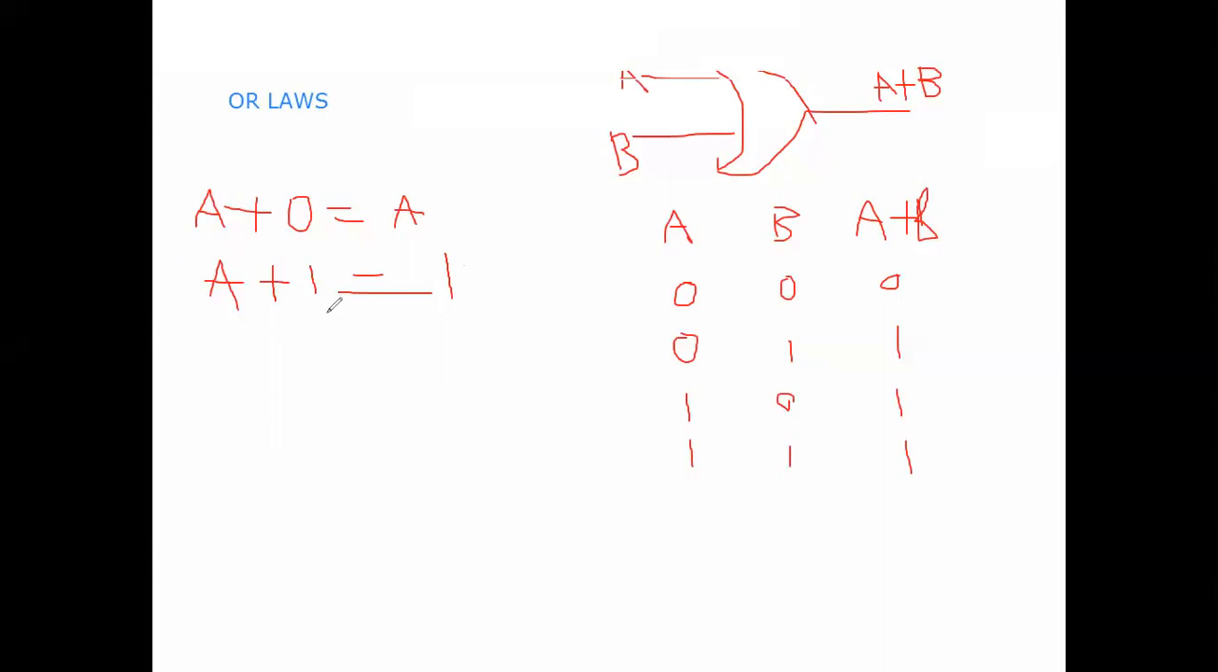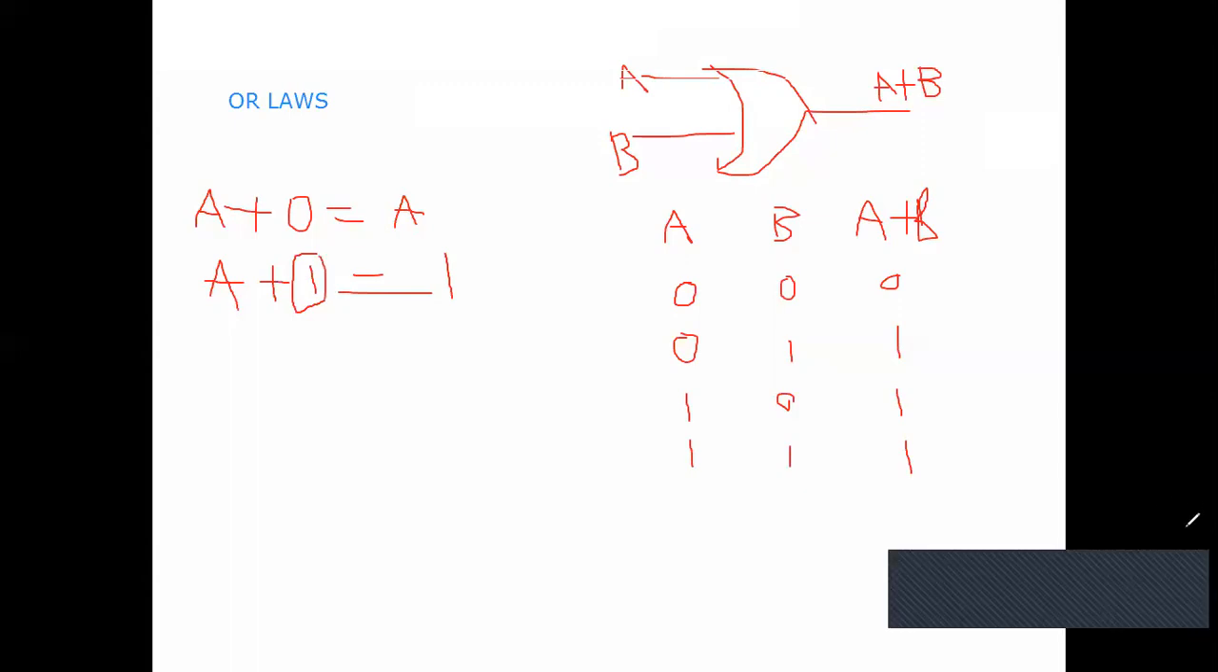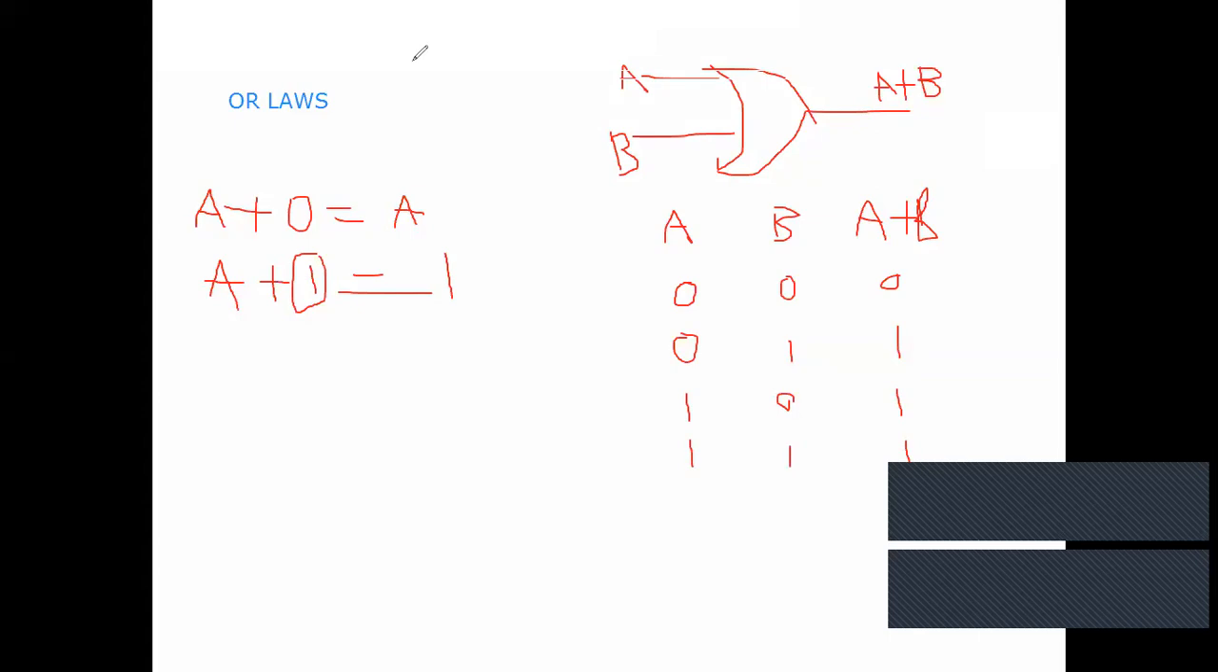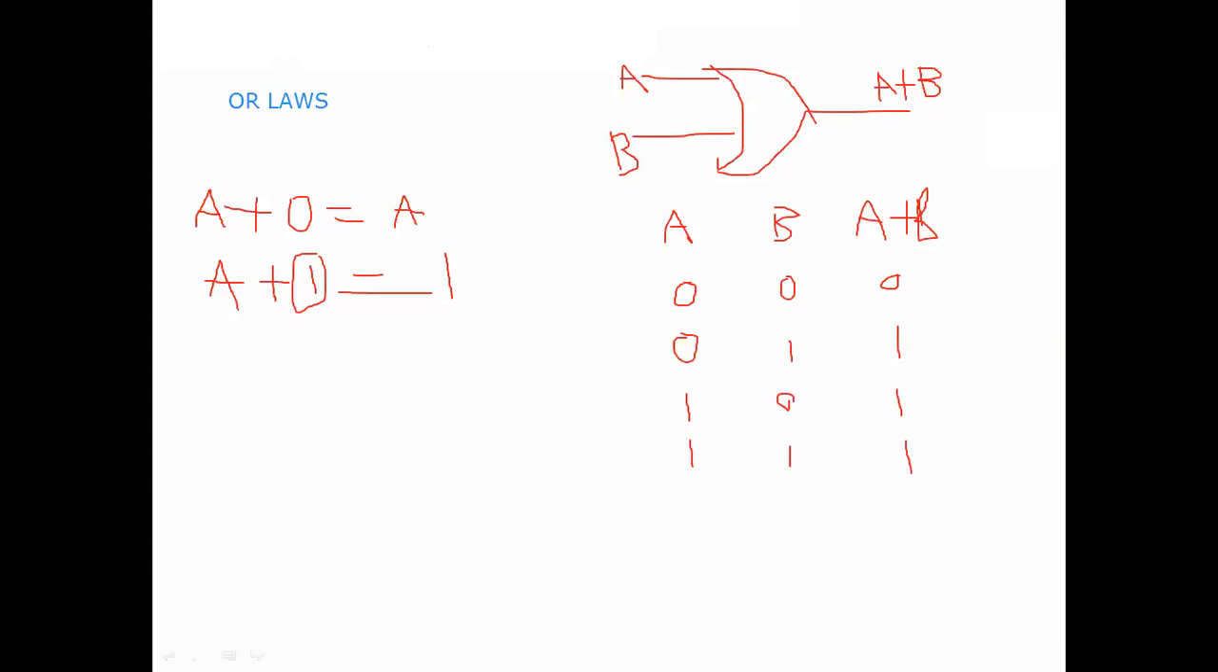A plus 1 is equal to 1. How to get this? See here, A plus B. Suppose you are taking A plus B. What is B value here? 1. B value is 1. Okay, so see the truth table here. At which positions is B 1? At this position, at this position.